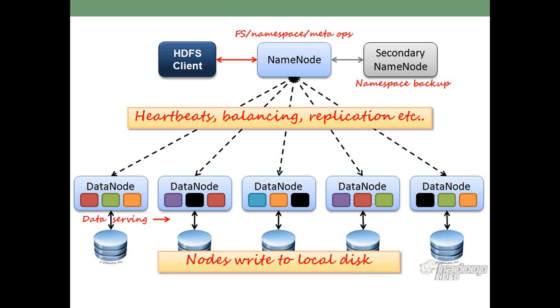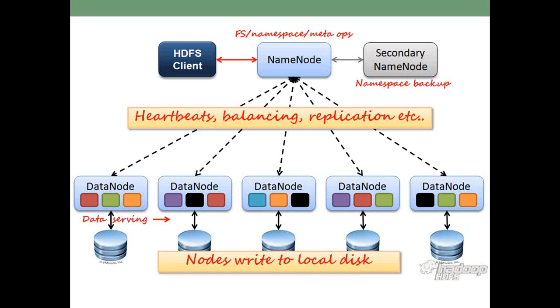Suppose here I mentioned 5 DataNodes. If all 5 DataNodes are alive and you want to store any data, the NameNode will spread the blocks across these 5 nodes. If any DataNode has failed, it will spread the data only to the live nodes. That is the concept of heartbeats.